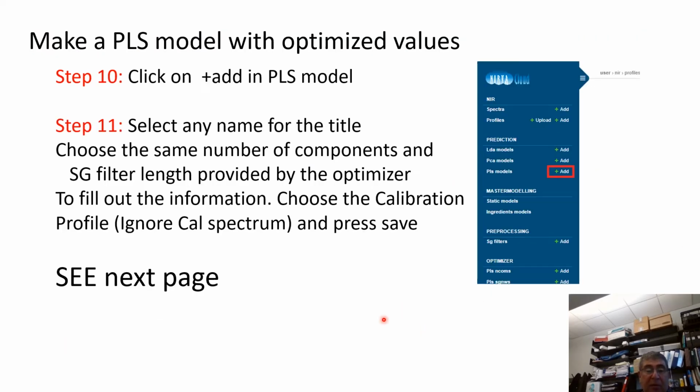So next would be, you have to make the PLS model. So you would just go to the menu and click on the plus add, and you can select any name for the title. Choose the same number of components and SG filter length provided by the optimizer to fill out the information. Choose the calibration profile and press save.